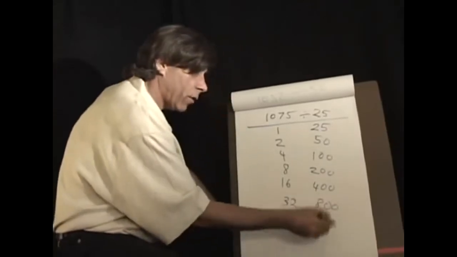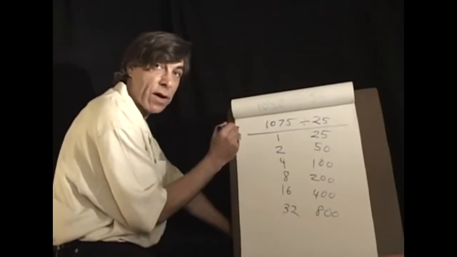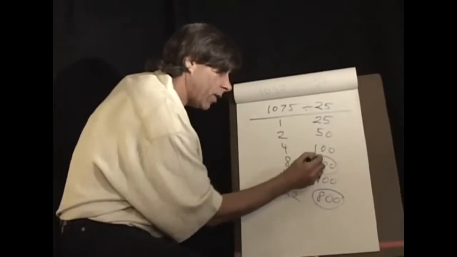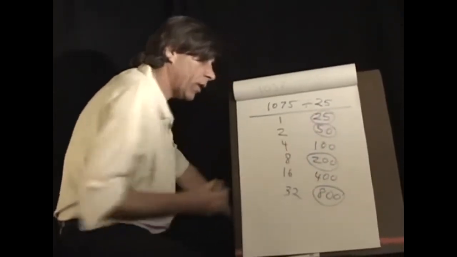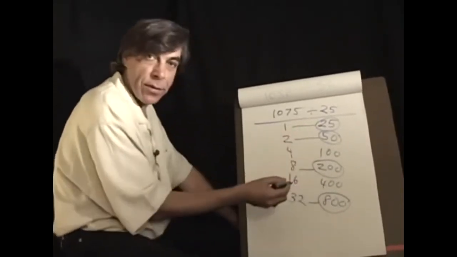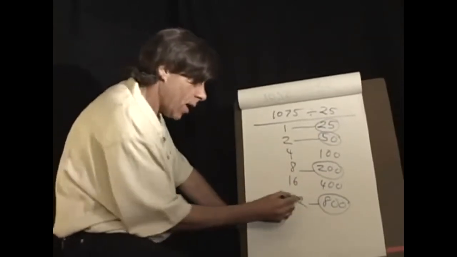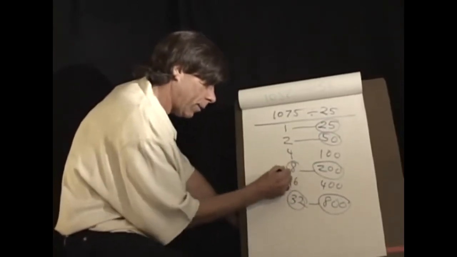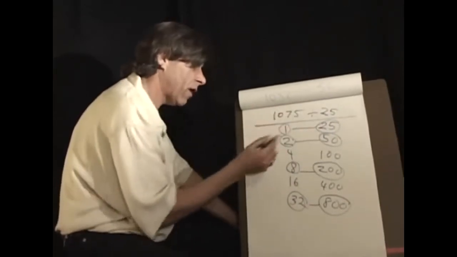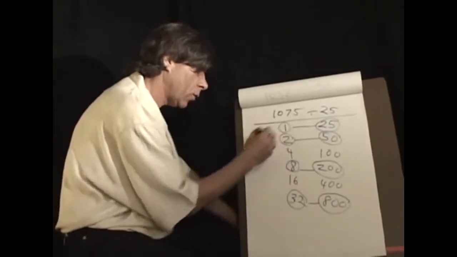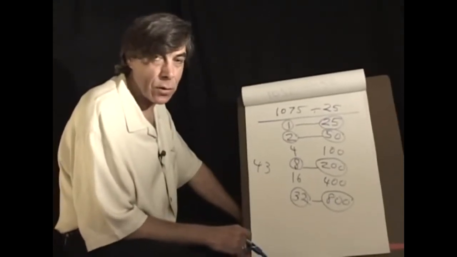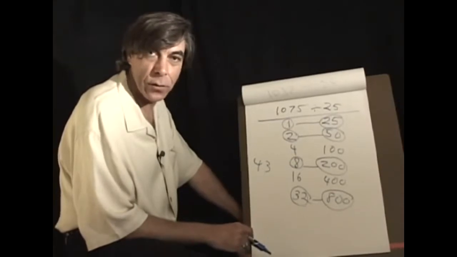I stopped there because if I went further, it's 1600, which is larger than 1075. And if I know that 1075 is 800 plus 200 make 1000, and 50 and 25, I just have to look across at the numbers that correspond there, or in a computer there would be an electrical circuit. And if I know that 32 plus 8 is 40, 42, 43. So 1,075 divided by 25 is 32 plus 8 plus 2 plus 1, 43. No multiplication table, no long division, no carrying, no borrowing.